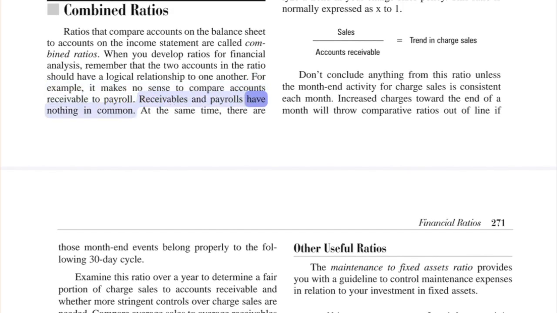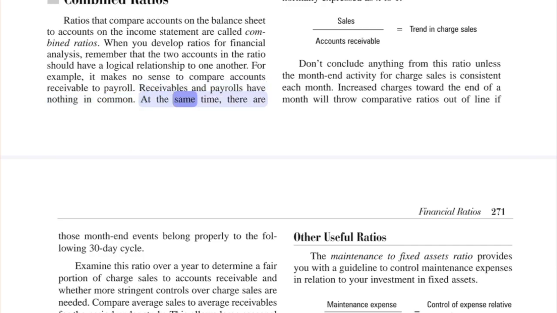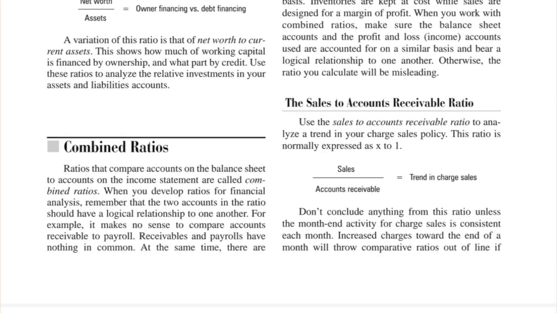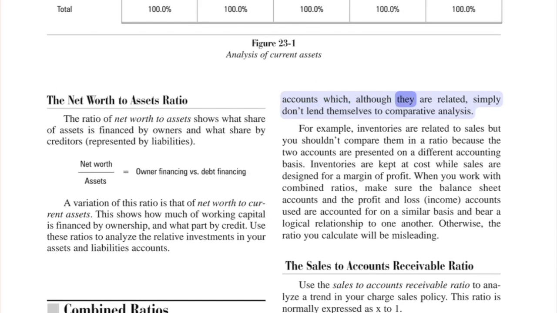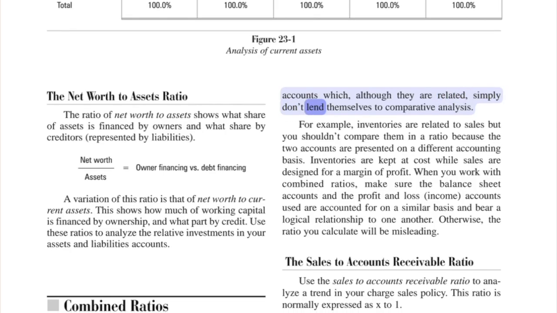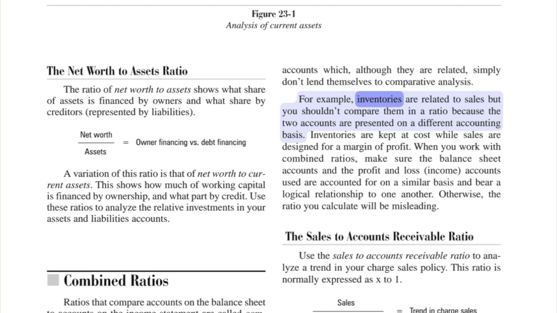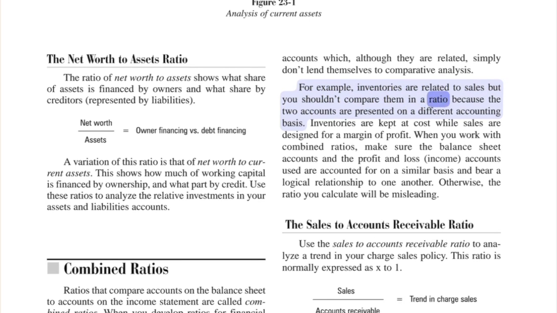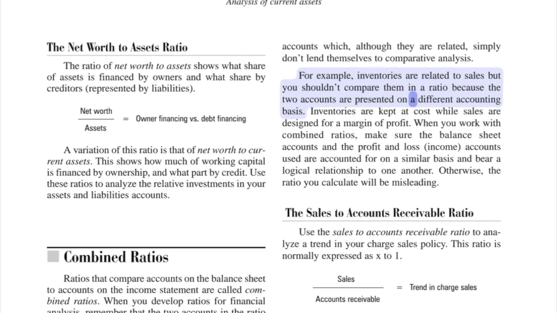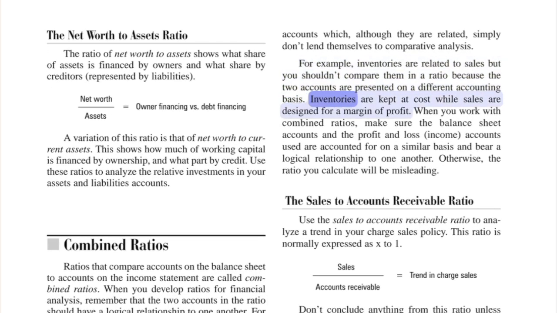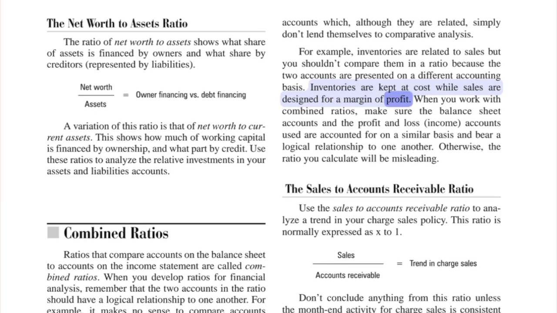Receivables and payrolls have nothing in common. At the same time, there are accounts which, although they are related, simply don't lend themselves to comparative analysis. For example, inventories are related to sales, but you shouldn't compare them in a ratio because the two accounts are presented on a different accounting basis.